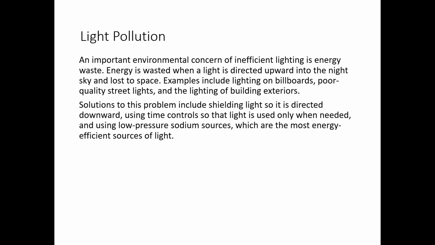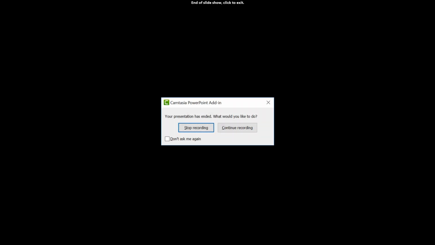So a solution to inefficient lighting can be trying to shield some of the light so that it's going downward, rather than just having a light that's shining, wasting a bunch of light energy by going upwards where we don't need the light. Trying to direct it downward, using time controls so that it only goes on when it's needed, and then using more efficient light sources like a low pressure sodium source is going to be the most efficient source of light. Alright, that's going to do it for this section.